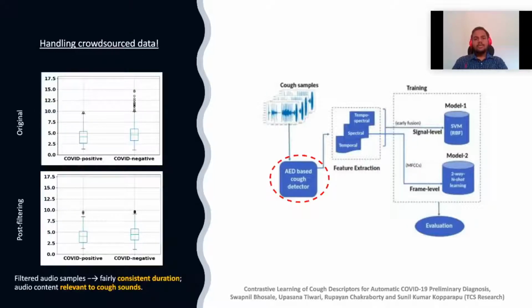So, pre-processing. There is a lot of non-uniformity in the duration of these audio files. This is because in some of these files, audio events apart from cough sounds have also gotten recorded. So this pre-trained audio event detection model is trying to localize the cough-related regions in these audio files. As an output, we get a data set that is much more consistent in terms of both the duration and audio content that is more relevant to cough sounds.